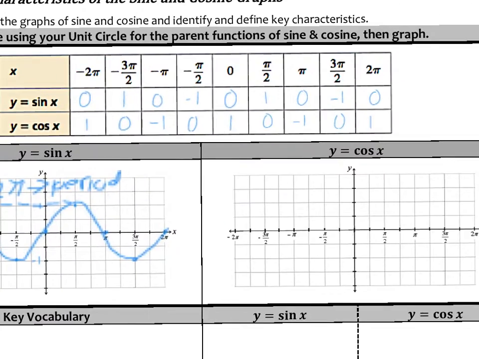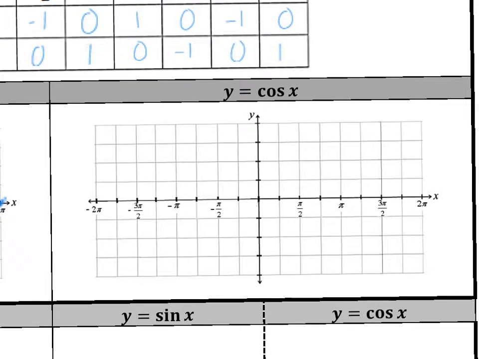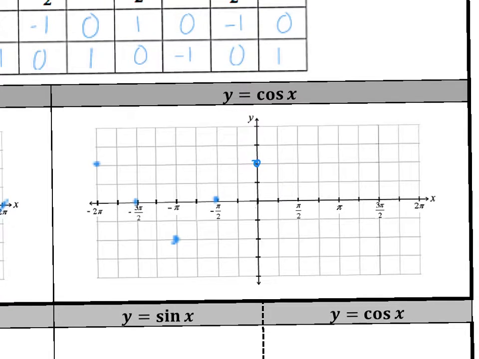Okay, now let's go ahead and do the cosine graph. At negative 2 pi, we start out at 1. Okay, so this time we're starting up, whereas last time we started at 0. Negative 3 pi over 2, we're down at 0. Negative pi, we're down at negative 1. We're going to go ahead and fill these in again. It's going to be a similar type cycle, but you'll notice that at 0, we're up at 1 instead of being at 0.